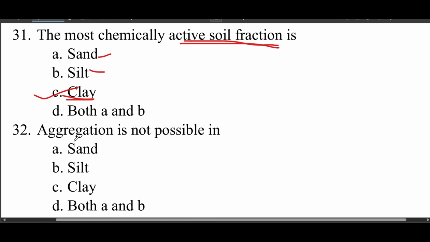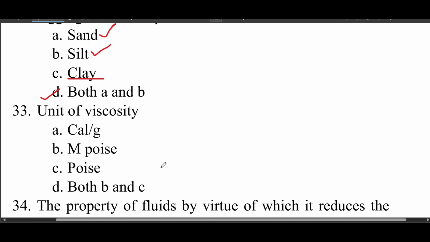Okay. Next, aggregation is not possible in: sand, silt, clay, or both A and B. Which is the correct answer? Both A and B. In clay, aggregation is possible, but in sand and silt, aggregation is not possible. If we go to the beach and take sand, and add some water and try to make shapes, with sand particles we can't do that. Silt also we can't do that. So aggregation is not possible in sand and silt, but it is possible in clay.